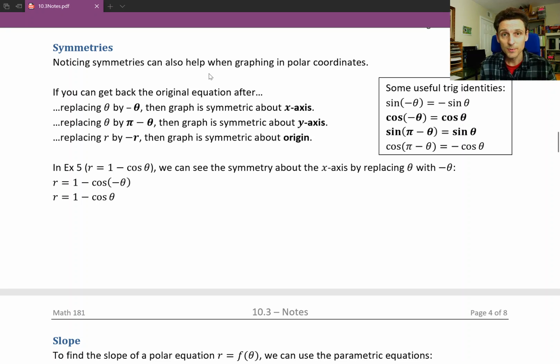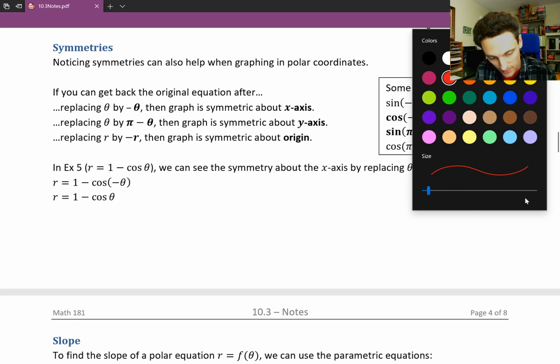If you know that there's symmetry, you only have to draw half the graph, and then you can know by symmetry what the other half of the graph looks like. So if you can get back to the original equation after replacing theta with negative theta, then the graph is going to be symmetric about the x-axis.